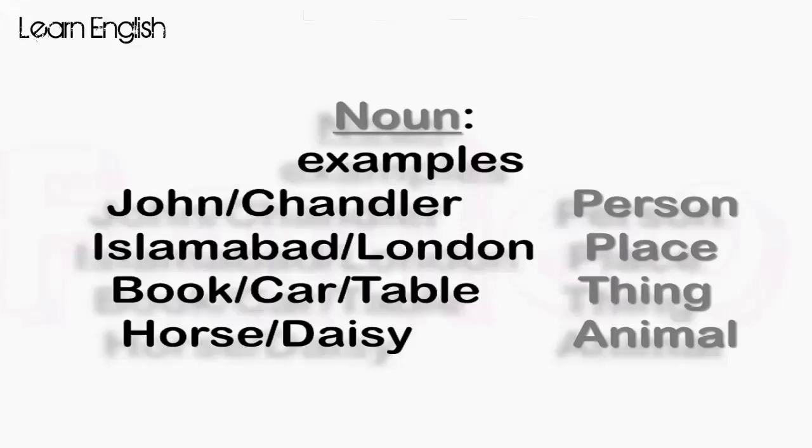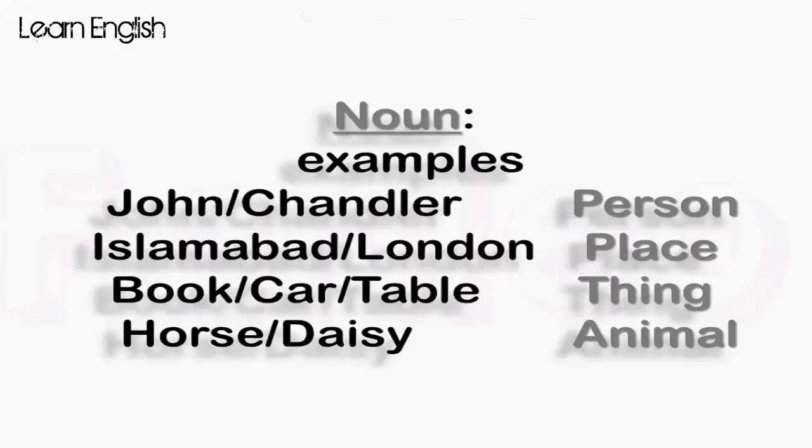Now the next example that we have is noun as in the name of a place. So the first one we have is Islamabad. Islamabad is the name of a place, a city. The next example that we have is London. London again is the name of a place and a city.